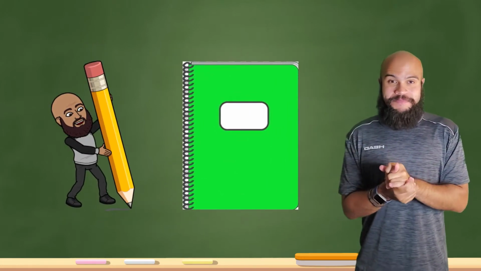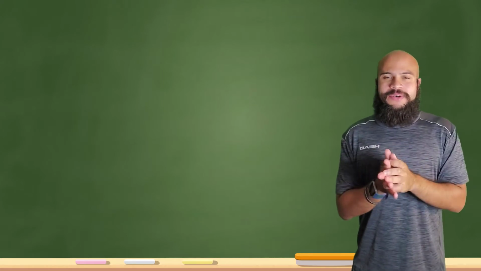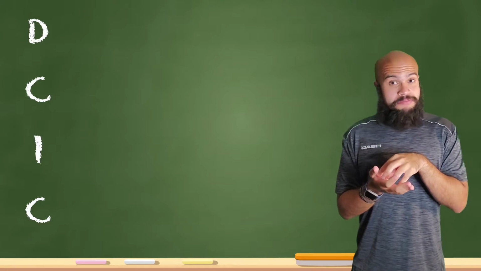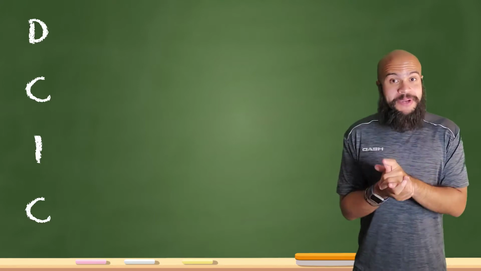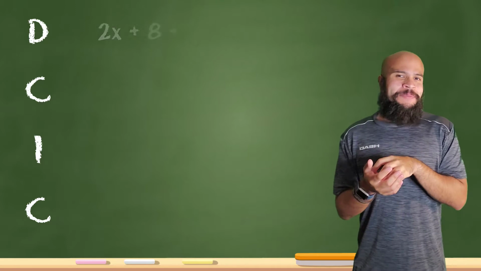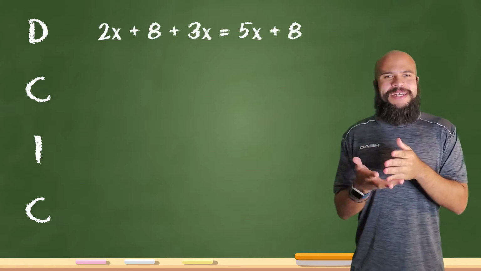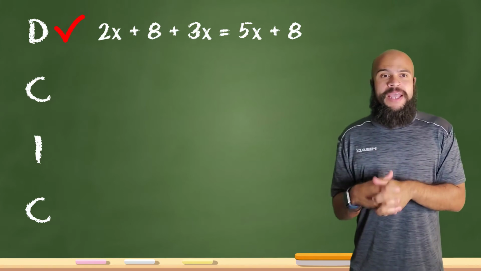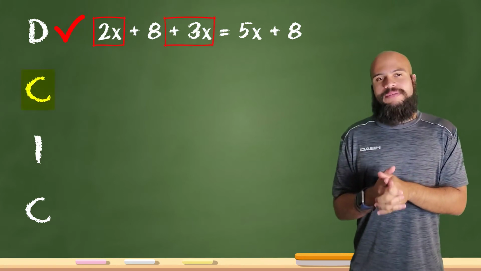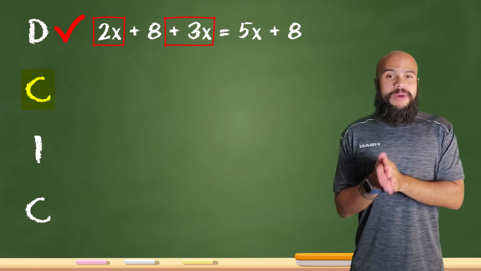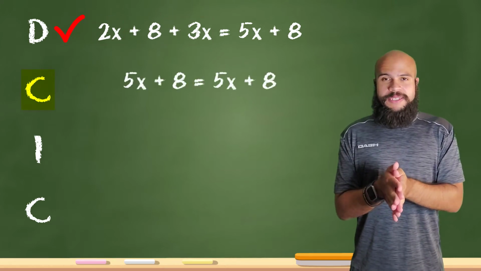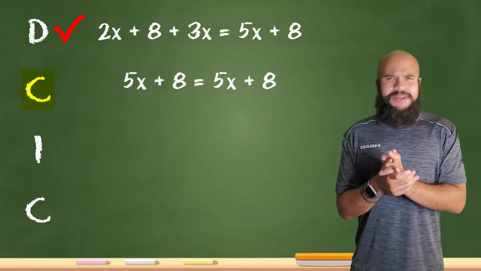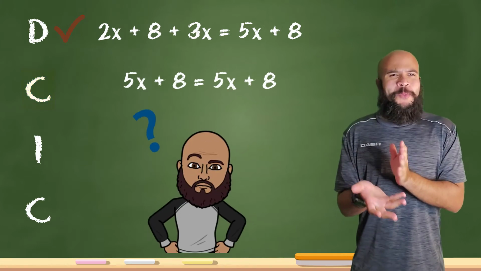solving some equations. In this video, we are still going to use DCIC as we work through today's first question, and subsequent and additional questions. So let's apply this to this equation. I do not see any parentheses, so I'm going to skip my initial step of distributing, but I do see some like terms on the left side of my equation. So I'm going to combine the 2x and 3x to get 5x, which leaves me at 5x plus 8 equals 5x plus 8. This looks a little weird, doesn't it?